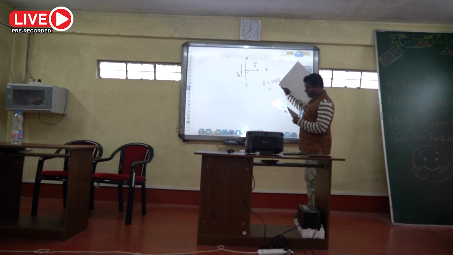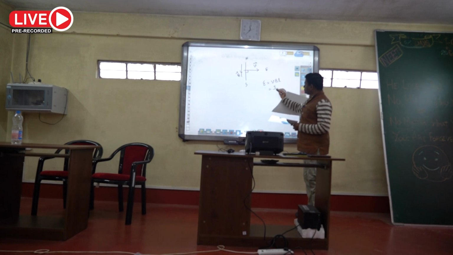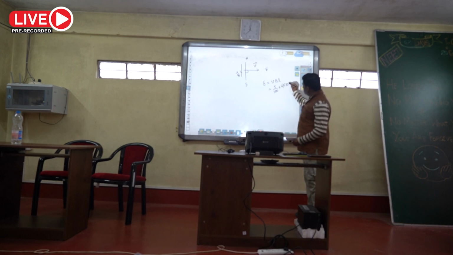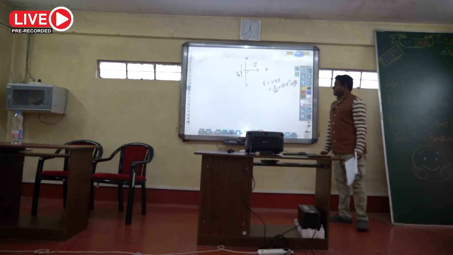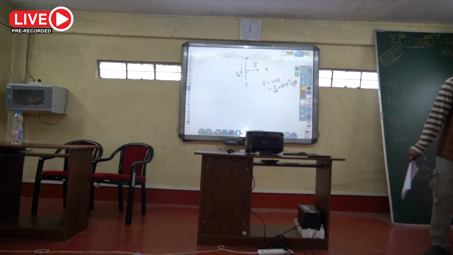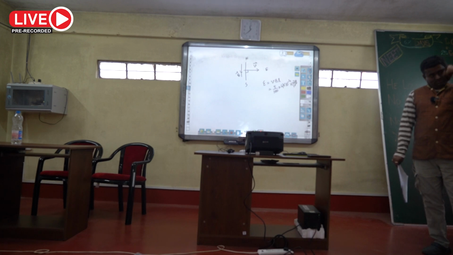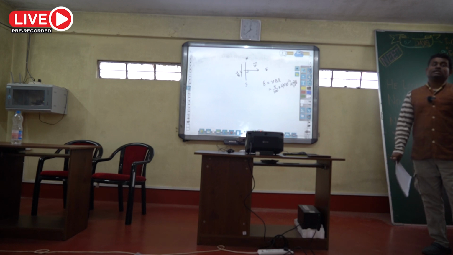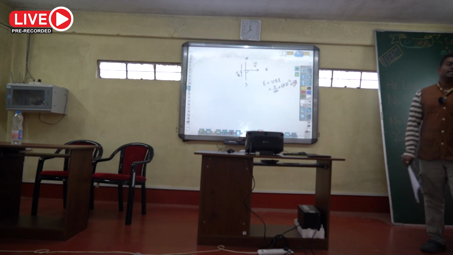So V is given 5 centimeter per second, so 5 by 100. B is given 4 into 10 to the power minus 4 Tesla, and length of the rod given 20 centimeter, that is again 20 by 100. And now calculate. Because the horizontal component is already given, the dip angle is not required.